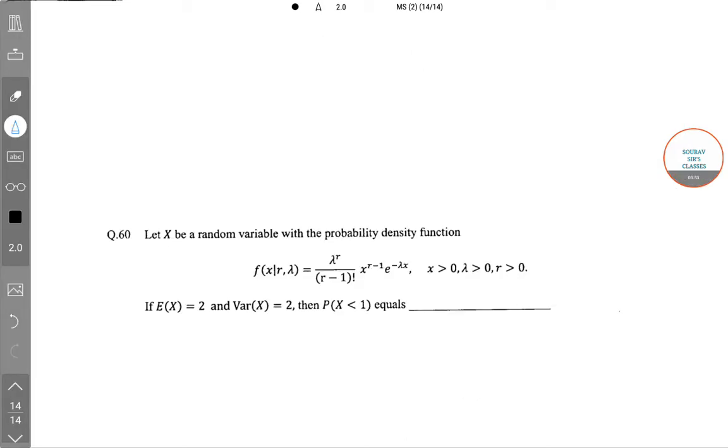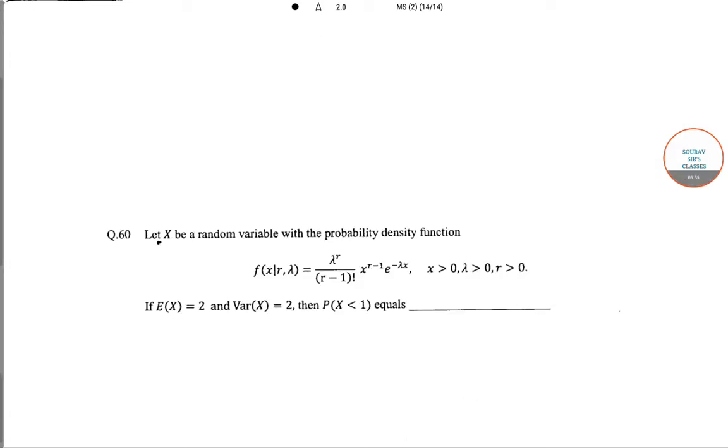The next question is, let X be a random variable with the probability density function lambda to the power r by (r minus 1) factorial into x to the power r minus 1 e to the power minus lambda x, where x greater than 0, lambda greater than 0 and r greater than 0. If expectation X is equal to 2 and variance X is equal to 2, then probability X less than 1 equals.